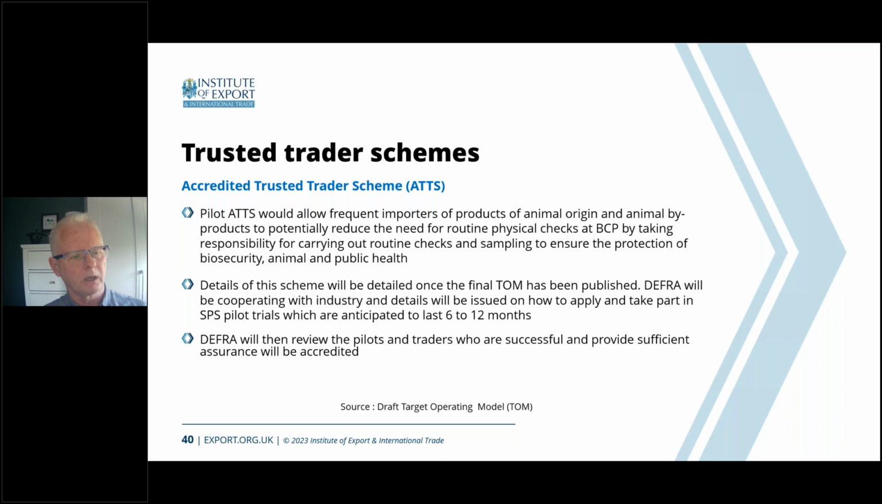Details of the scheme will be detailed once the TOM has been published. DEFRA are still cooperating with industry, and details will be issued on how to apply and take part in the SPS pilot trials, which are anticipated to last from 6 to 12 months. DEFRA will then review the pilots, and traders who are successful and provide sufficient assurance will be accredited.